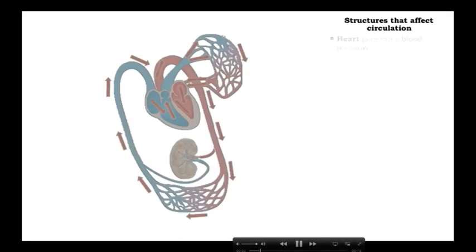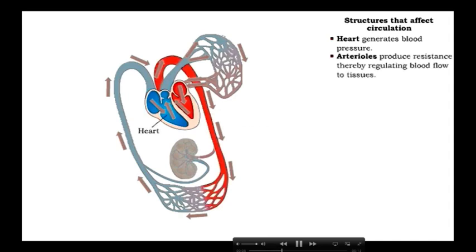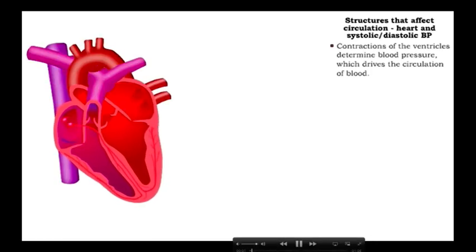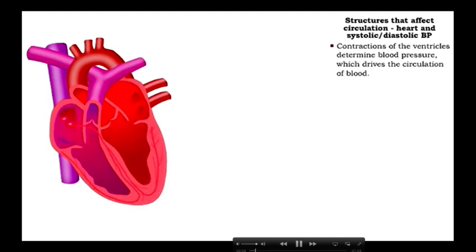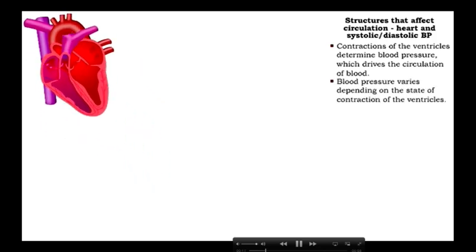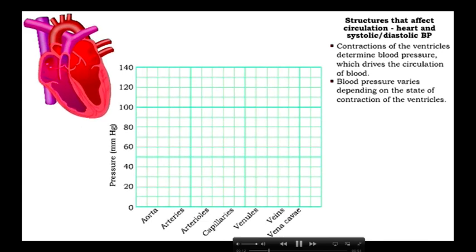Systemic structures, such as the heart, arteries and arterioles, veins and venules, and the kidneys, affect blood pressure, flow, and resistance. Contractions of the ventricles determine blood pressure, which drives the circulation of blood. Blood pressure varies depending on the state of contraction of the ventricles.